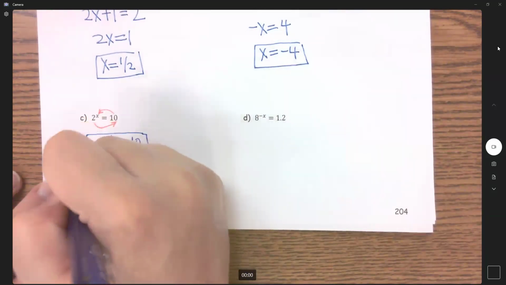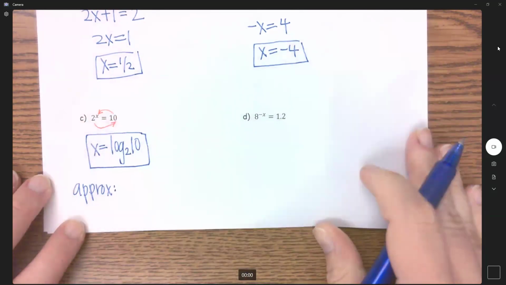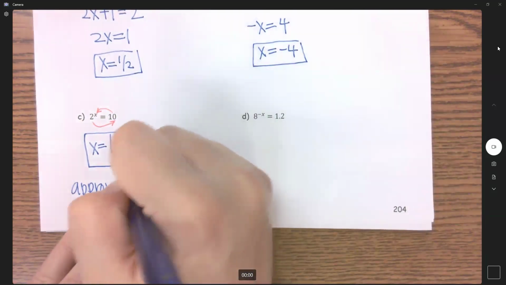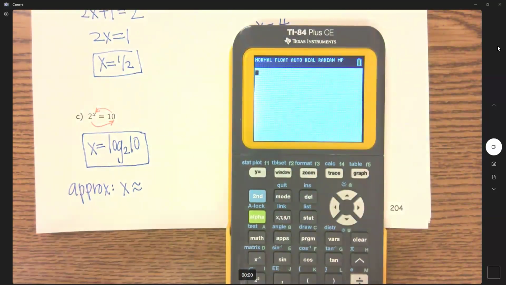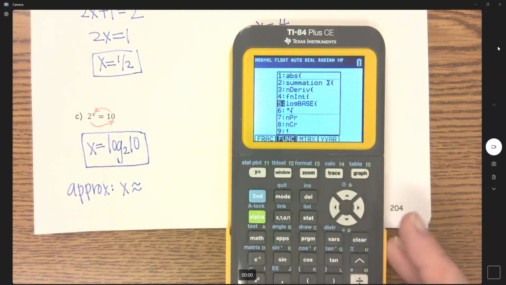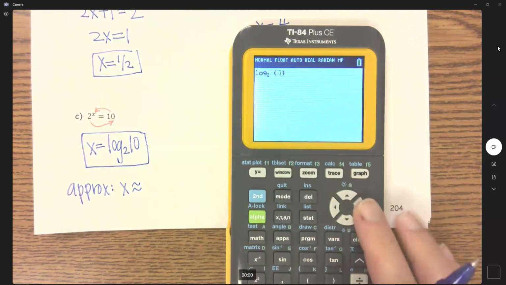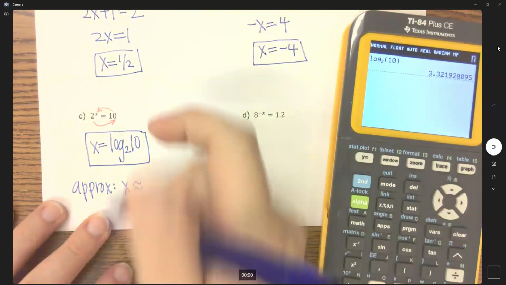Now, if we wanted an approximation, we could put that in our calculator. We could say x is about, so alpha window number 5, my base 2 and 10, that's about, we'll say 3.2.